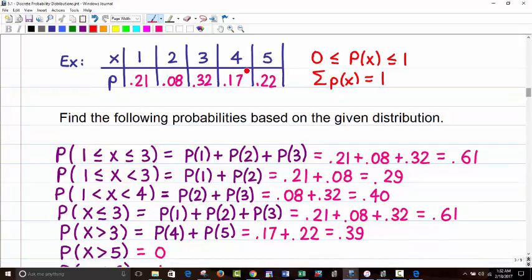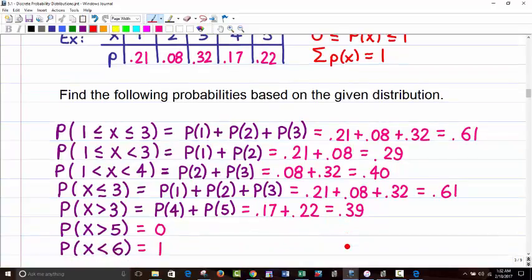Less than or equal to 3 means we would include 3. So you add the 3, 2, 0, 8, 2, 1, you get 0.61. Greater than 3 means anything above 3 but not 3. So we'd add up 4 plus 5, 17, 2, 2 is 39.